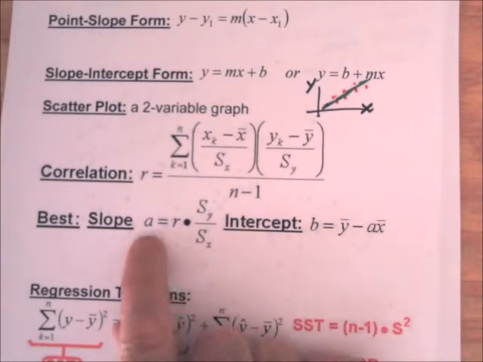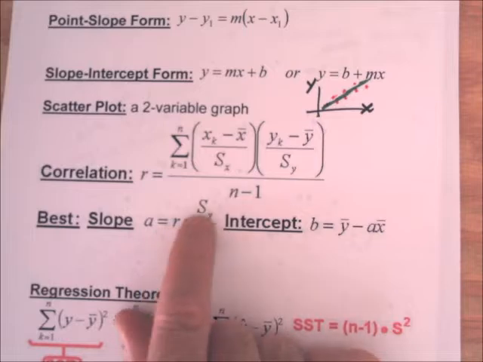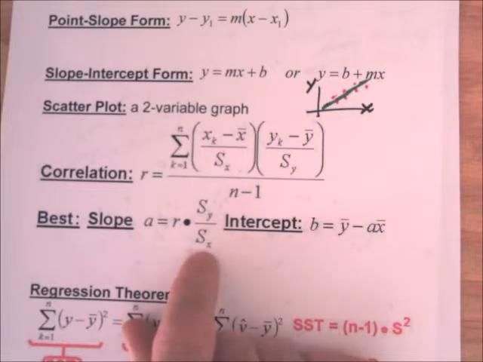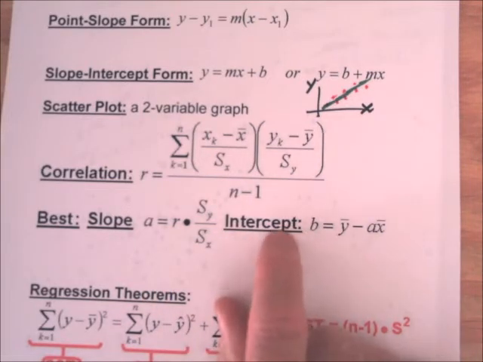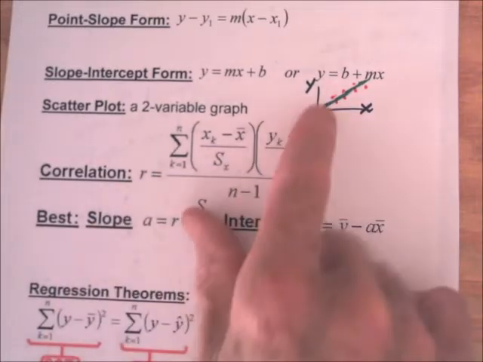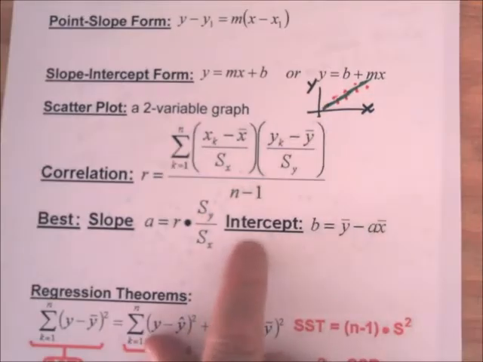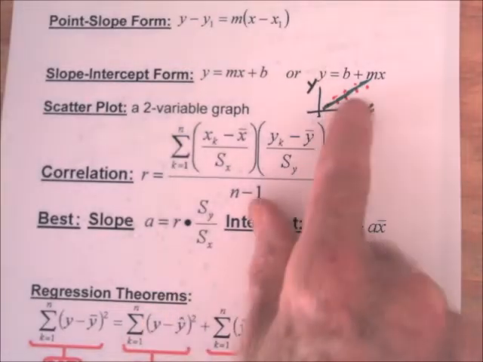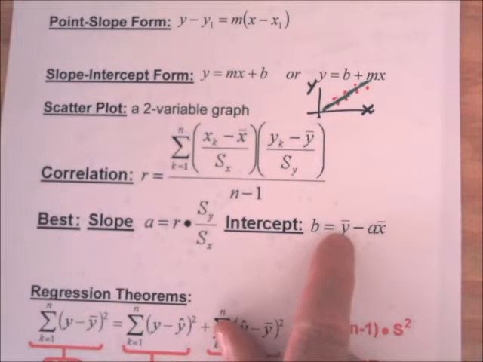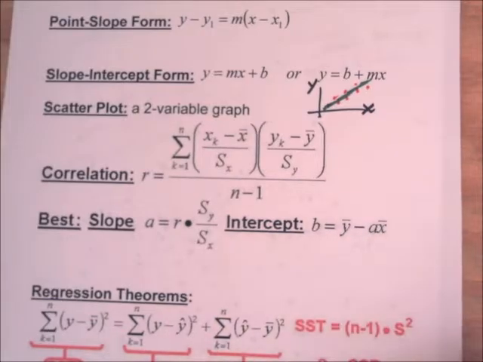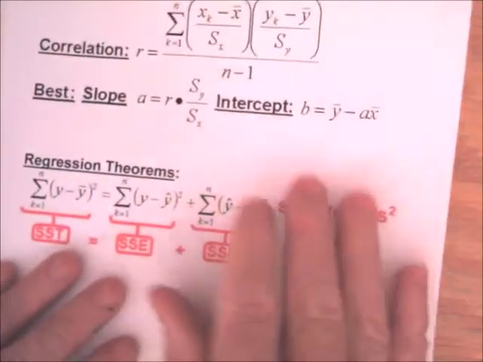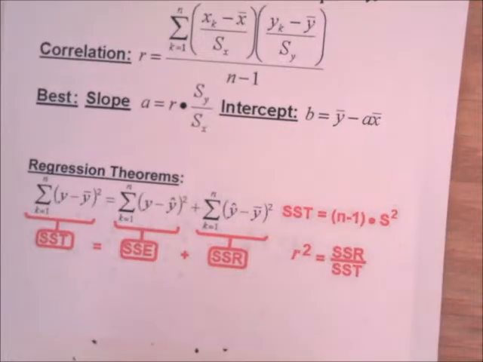The slope then is r times the standard deviation for y divided by the standard deviation for x, and that's the slope of the best fitting line for that data set. The intercept of the best fitting line for that data set is the mean for y minus the best slope times the mean for x. There's some regression theorems. I'm not going to emphasize these too much, but they do show up in some of the exercises.